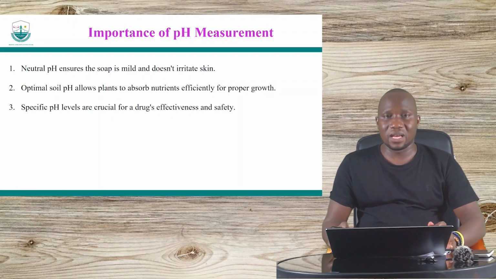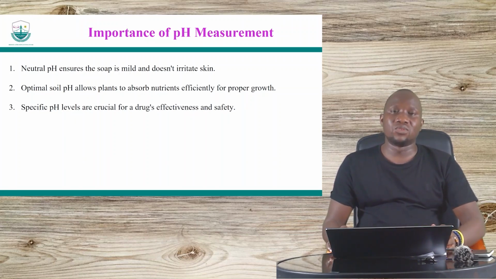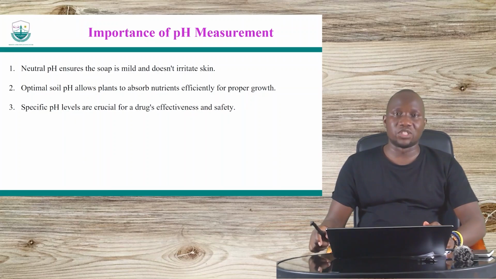Organisms, for example plants, also grow in particular soil pH. You have those that grow well in alkaline pH, and those that grow well in acidic pH. Even the absorption of the drugs that you take is affected by the pH. So that means that pH is quite an important concept to note.